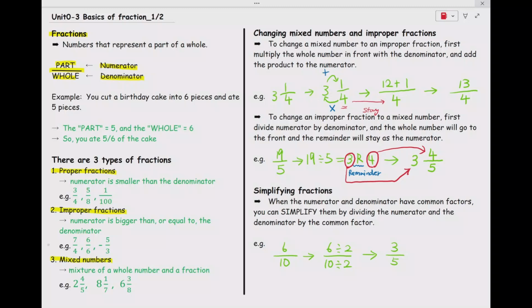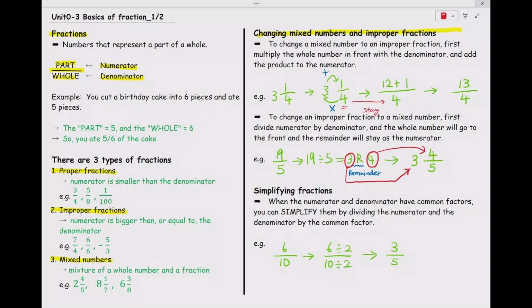There are times that you may need to change them from one fraction type to another. An improper fraction can be changed to a mixed number, and vice versa. In order to change a mixed number to an improper fraction, first, you need to multiply the whole number in the front with the denominator and then add this to the original numerator. Let me show you with an example.